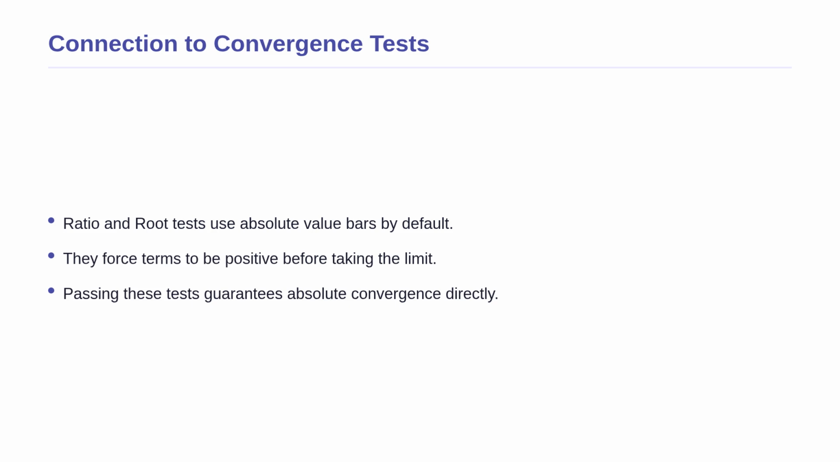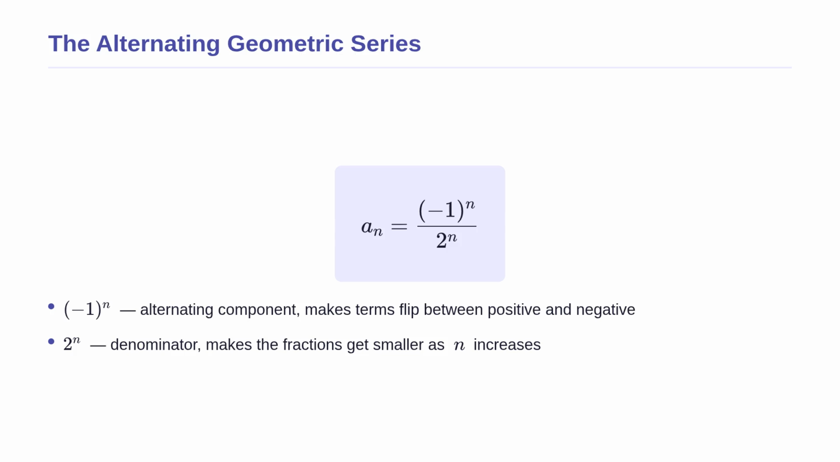Because you are forcing the terms to be positive before testing them, these tests are actually testing for absolute convergence, not just ordinary convergence. If a series passes either of these tests, it is absolutely convergent and therefore ordinary convergent too. Before we move on, let us see this with a concrete example.